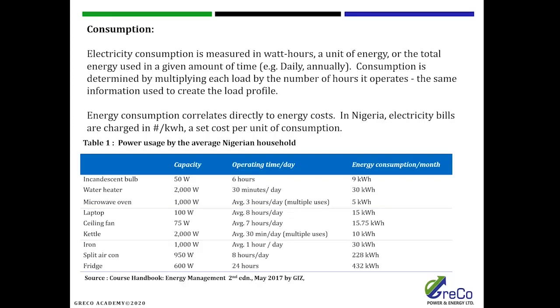So now we have a table showing power usage by an average Nigerian household, which is sourced from the course handbook on energy management.